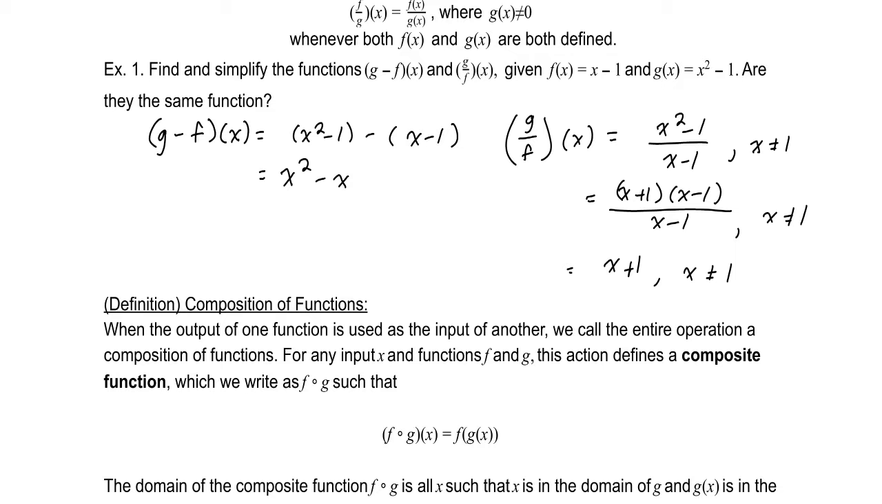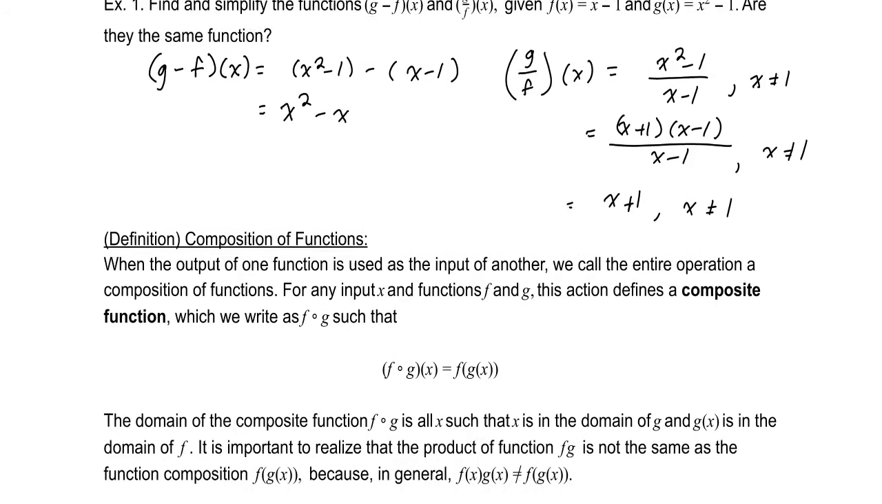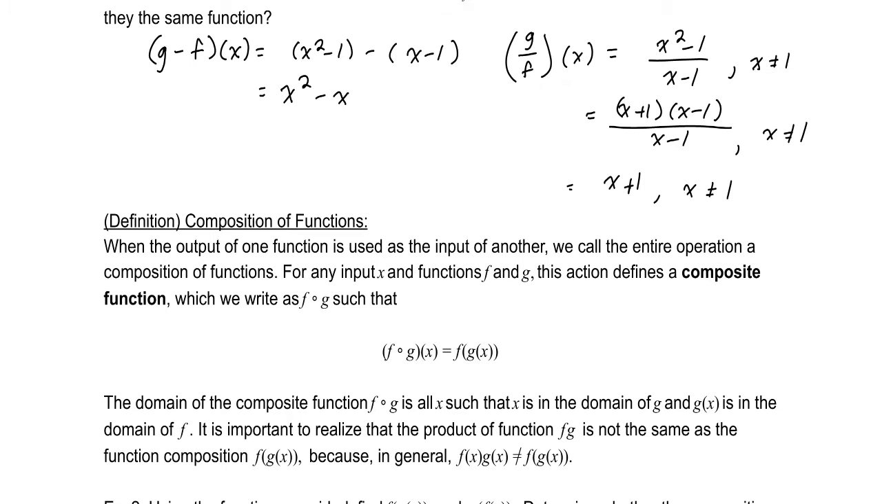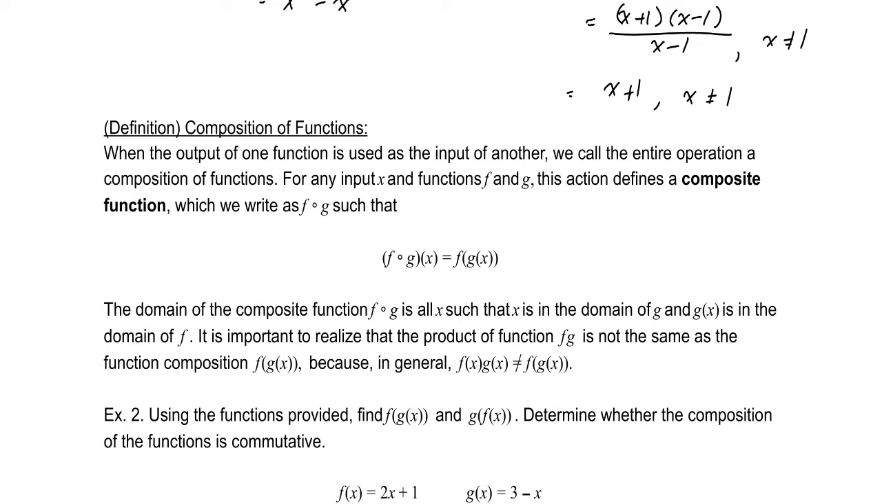The composition of functions is when the output of one function is used as the input of another. So, for any input x and functions f and g, this action defines a composite function, which we write as f with this little circle, f composed with g, such that f composed with g is f of g of x. G of x is the output, and so we're using that as an input for the function f. Now, the domain of the composite function, f composed with g, is all x such that x is in the domain of g and g of x is in the domain of f.